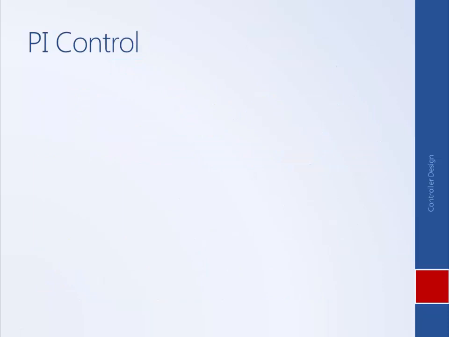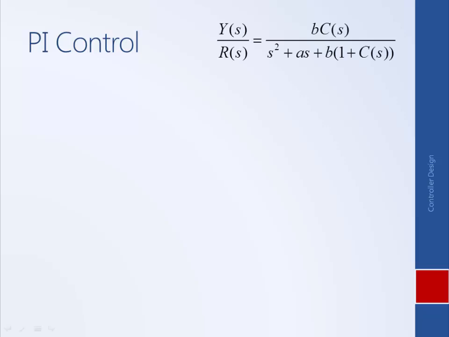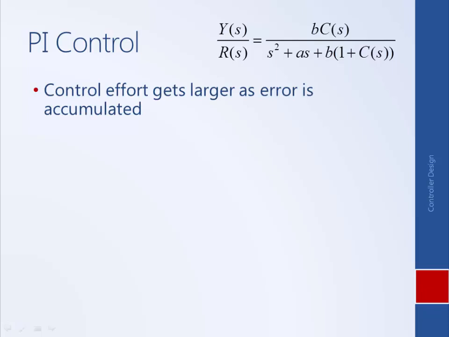Now we will discuss the effect of adding integral control to our controller. So here again is our closed loop transfer function. With integral control, the control effort gets larger as the error is accumulated. So you can sort of imagine that the integral term is integrating the error. And so the longer the error goes for, the more the integral builds up, because an integrator is a summer. It calculates the area under the curve.